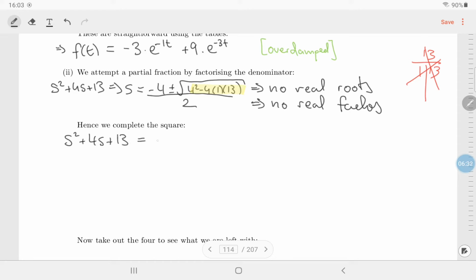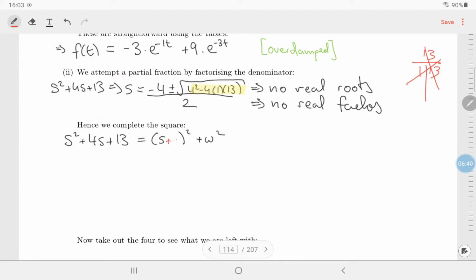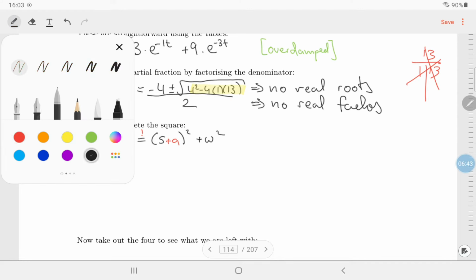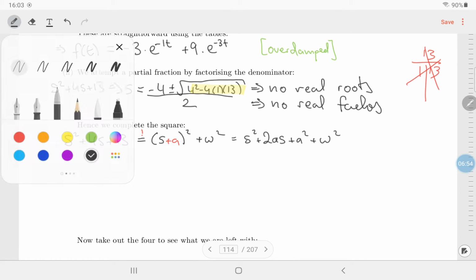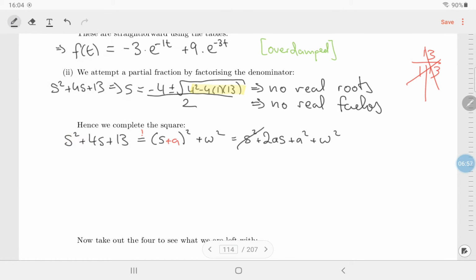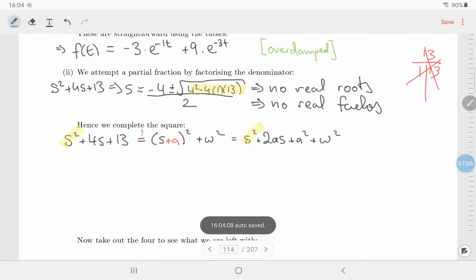We want to write this as s squared plus omega squared, except with the s shifted to s plus a. So we want to be able to do this. So how do we do it? We multiply out the right hand side carefully, and we get s squared plus 2as plus a squared plus omega squared. And we compare both of these. The s squared and the s squared, that's good. Now let's compare the s's. I have 4 s's here. I have 2 s's here, so those numbers must be equal.